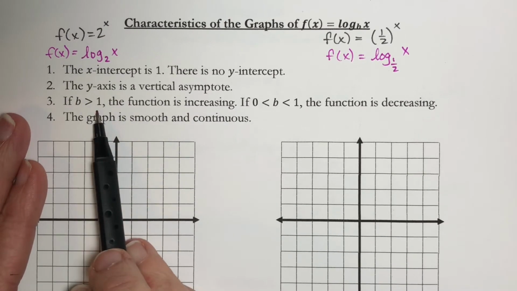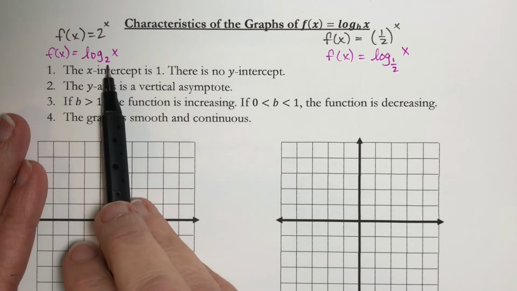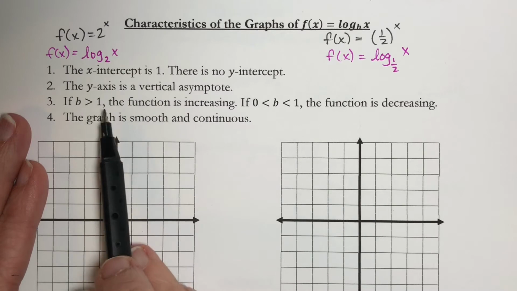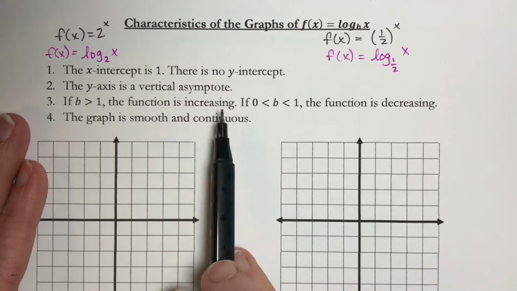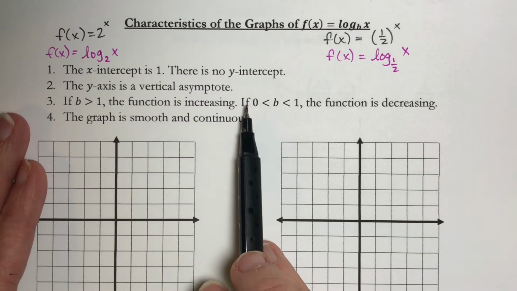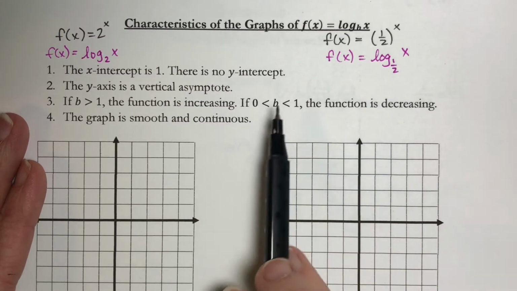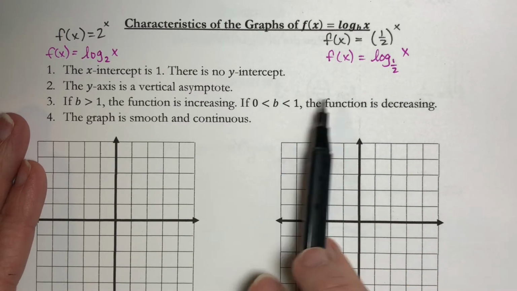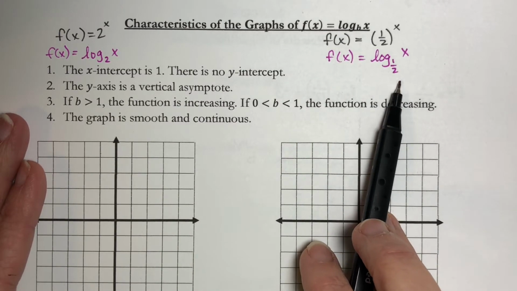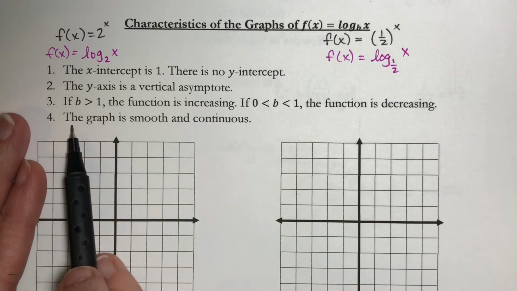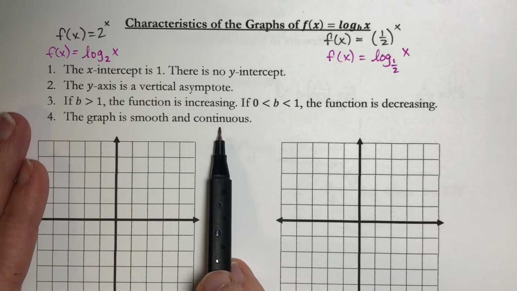If b is greater than 1, so our base is greater than 1, which is what I have right here, then our function is increasing. It's going to be going up. If our base is between 0 and 1, the function is decreasing, so it's going down in this case. And the graph is smooth and continuous.